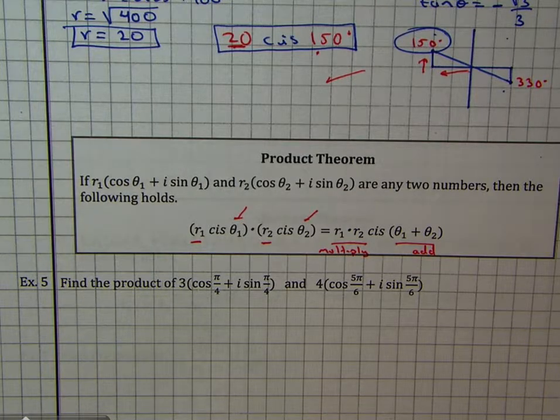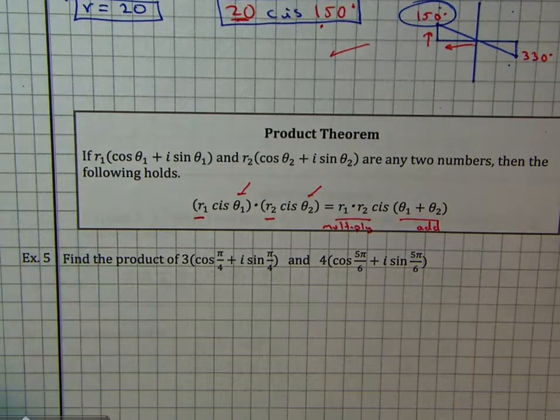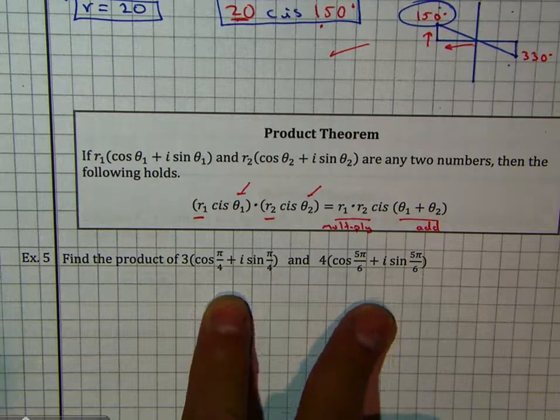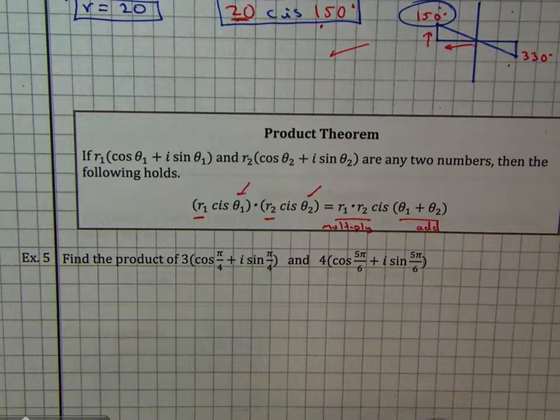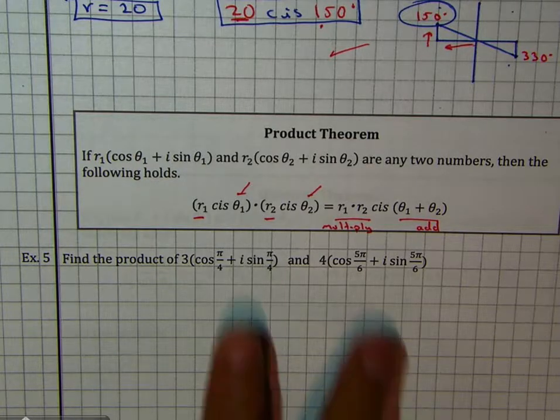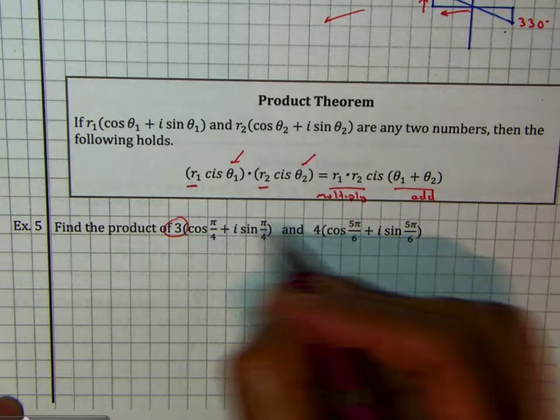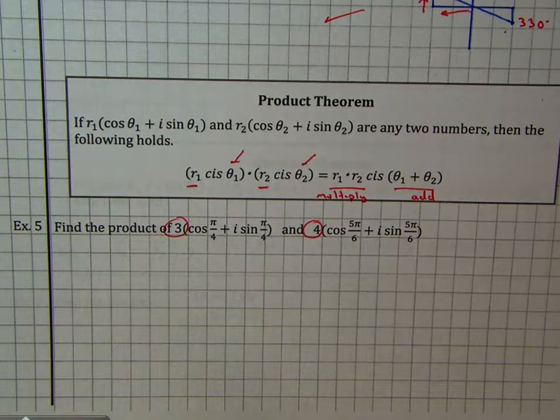So in example number 5, which way do you guys prefer? Do you want to convert them into rectangular form, then multiply it out, and then convert back into trig form? Or do you want to use the formula? Correct. So it's much easier, correct? 3 times 4 will be 12.